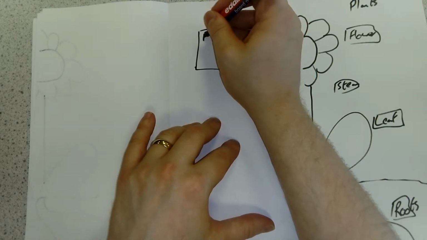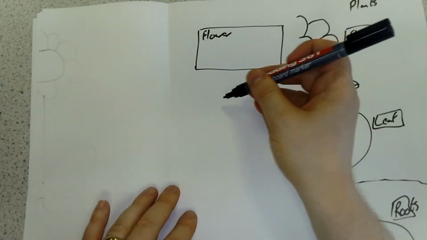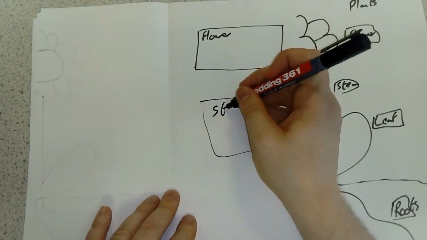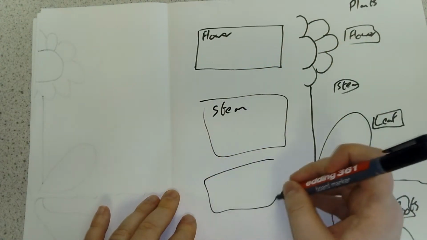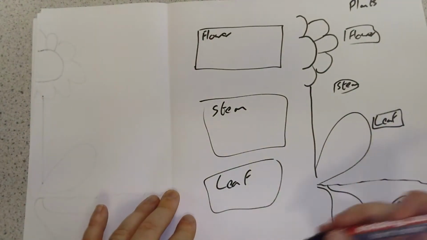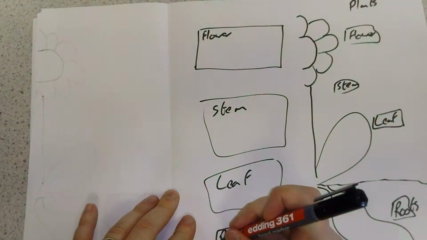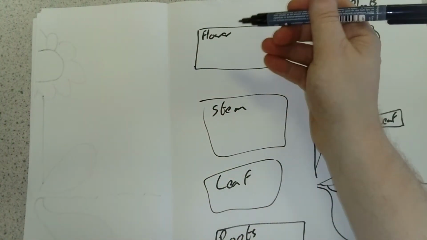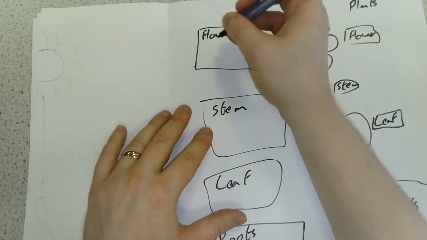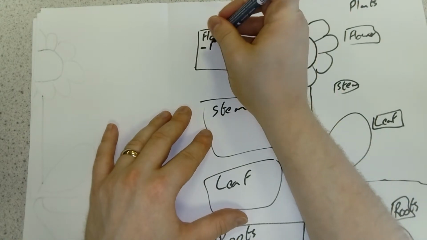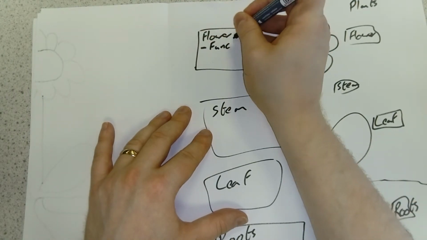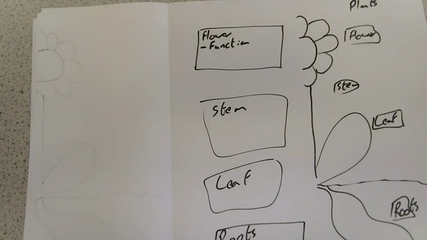So, stem, leaf, roots. For each of these I want to know the function. So what's it there for? For instance, the flower is there to attract insects to get pollen, and it lets the plant reproduce.